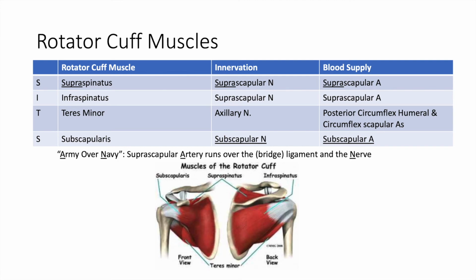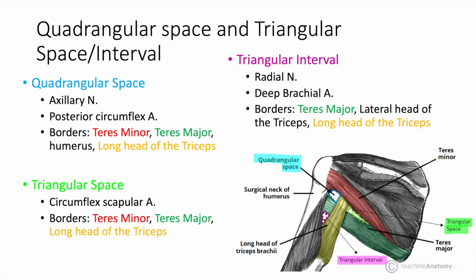So, Army over Navy is something important to remember. And so suprascapular artery runs over the suprascapular ligament, and then the nerve runs underneath. Okay, these spaces are very important, as well as the interval. So we've got quadrangular space, triangular space, and triangular interval. And I've got these color coded just like on the picture, so you can pick them out.